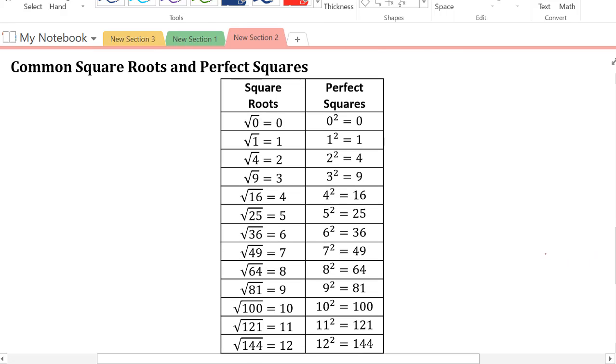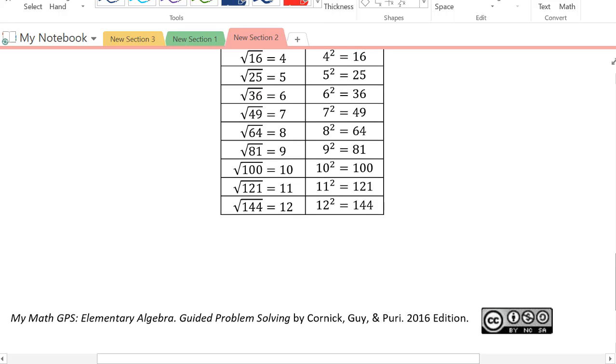And here is a list of a bunch of perfect squares, or square roots. As you can see here, the square root of 1 is 1 because 1 times 1 equals 1. The square root of 4 is 2 because 2 times 2 is 4. The square root of 9 is 3 because 3 times 3 is 9. The square root of 16 is 4 because 4 times 4 is 16. The square root of 25 is 5 because 5 times 5 is 25, and so on. Okay, so let's look at some examples.